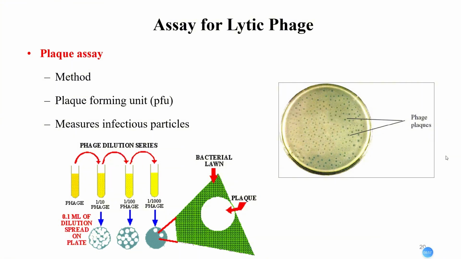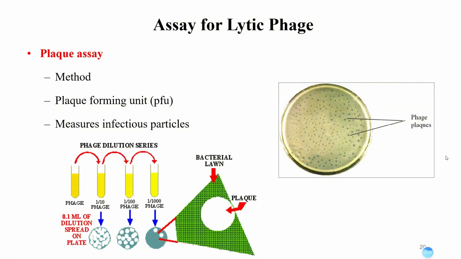Each plaque indicates the presence of one viral particle, because the viral particle infects the host cell at that position, multiplies, and releases more viral particles to infect the adjacent cells. So in this area, the host cell will be lysed, killed. So it will form a clear plaque, a clear halo. So you can count the number of clear plaques, and you can decide the actual number of viral particles.